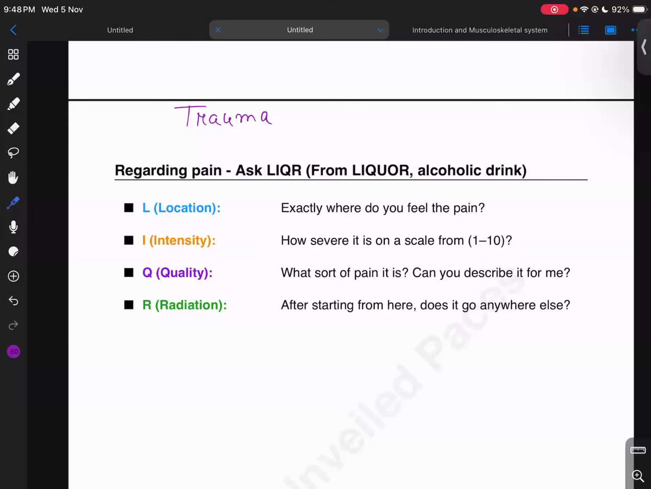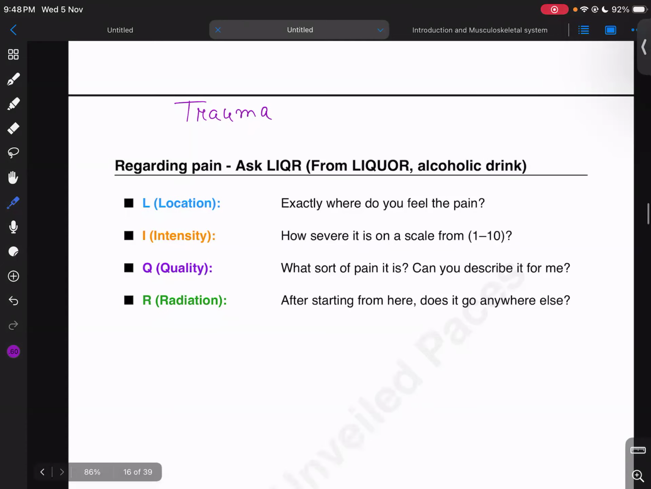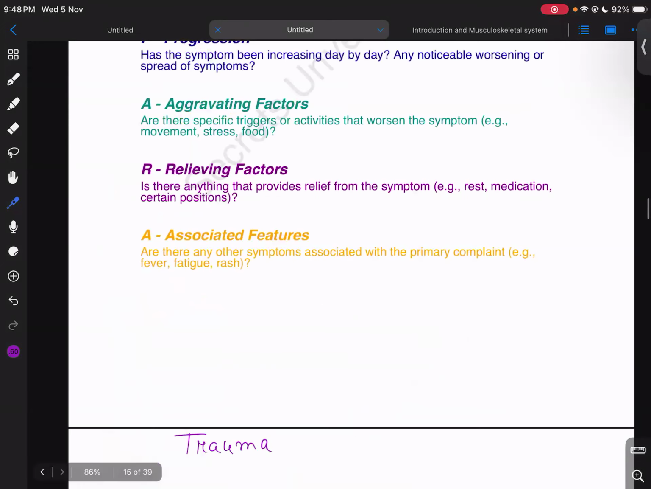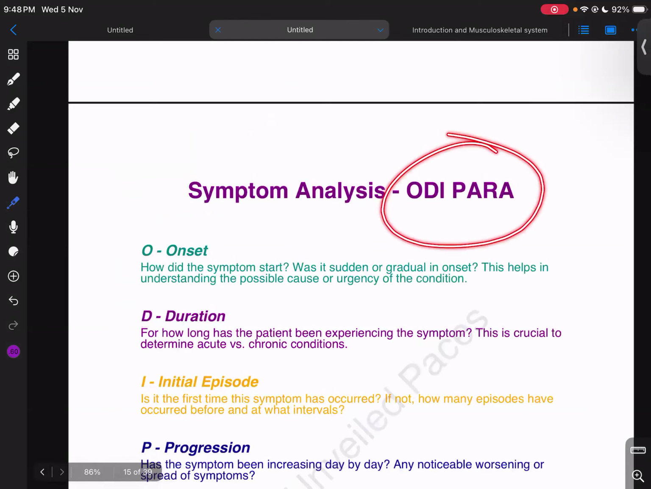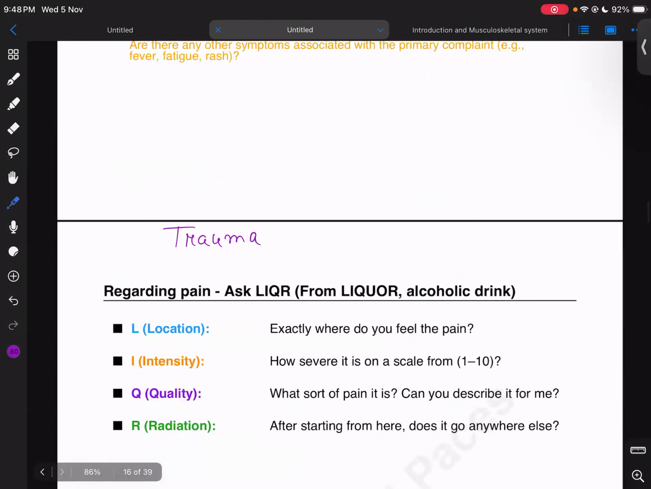I am telling again, whenever any pain comes in the PACES exam, we have to ask, do you need any painkiller? If the patient tells you that yes, I'll be happy for that, then you will have to tell the patient that after our conversation today, I will arrange some painkiller for you. So this goes for LIQOR. So for any symptom analysis, we can use the ODPARA, and for the pain, LIQOR.